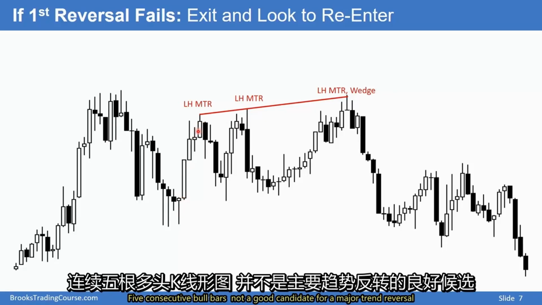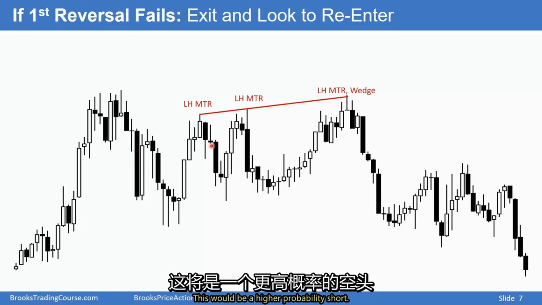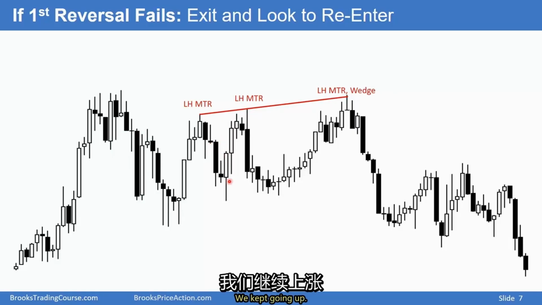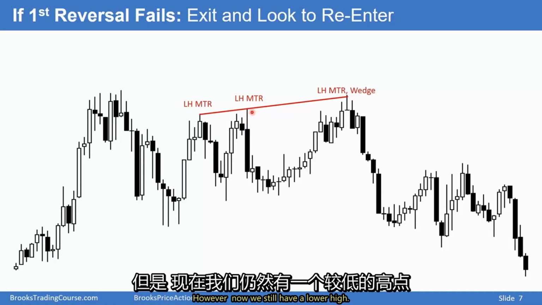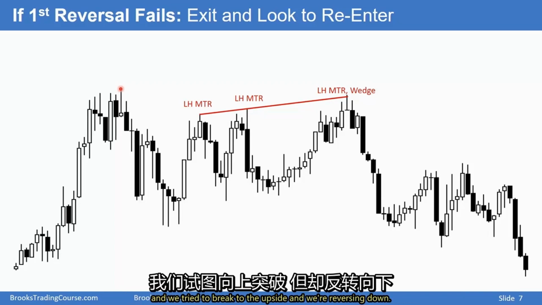5 consecutive bull bars, not a good candidate for a major trend reversal. But now we have a bear inside bar, a second entry short. This would be a higher probability short. It didn't work. We kept going up. However, now we still have a lower high. This time it's a double top lower high compared to the top of the bull trend.